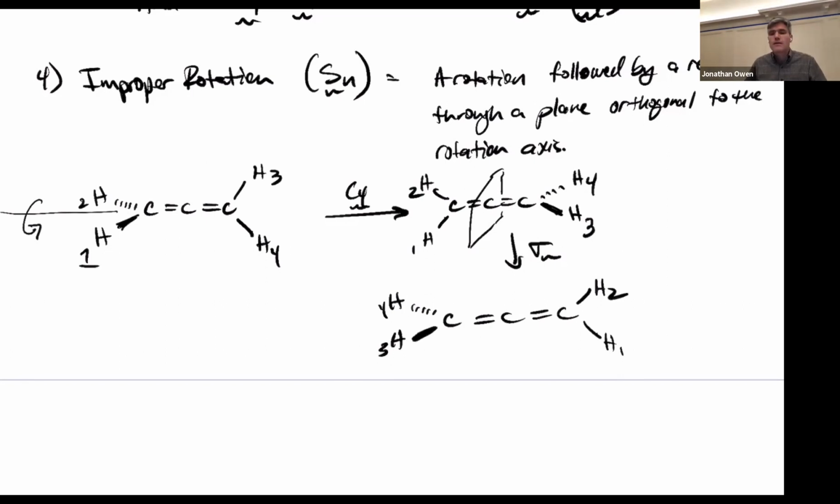Now the structure down here on the lower right is the same as the structure up here on the upper left. Left-hand side, there's a hydrogen in front and back. Right-hand side, there's a hydrogen in the page, but the labels have moved. This thing here is called an S4.